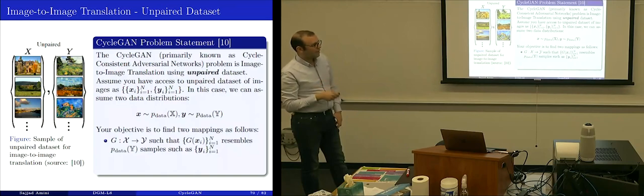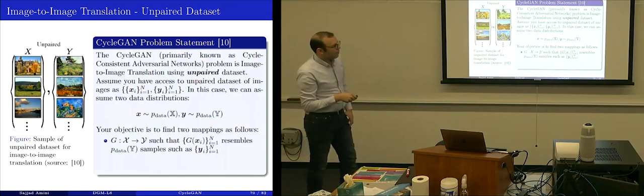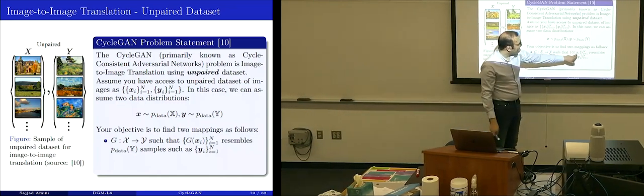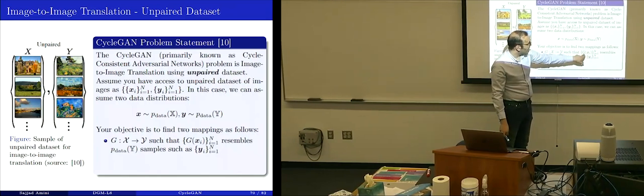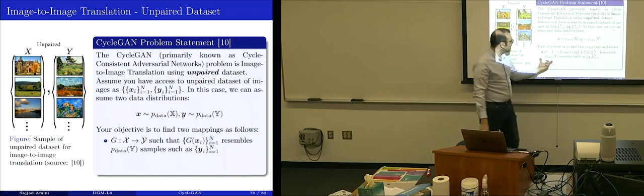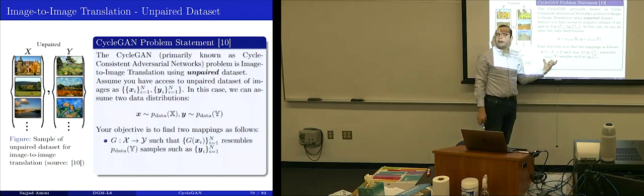What is our task? The task is as follows. We want to find a mapping such that if you pass xi through that mapping, the resulting output resembles data coming from p data y.